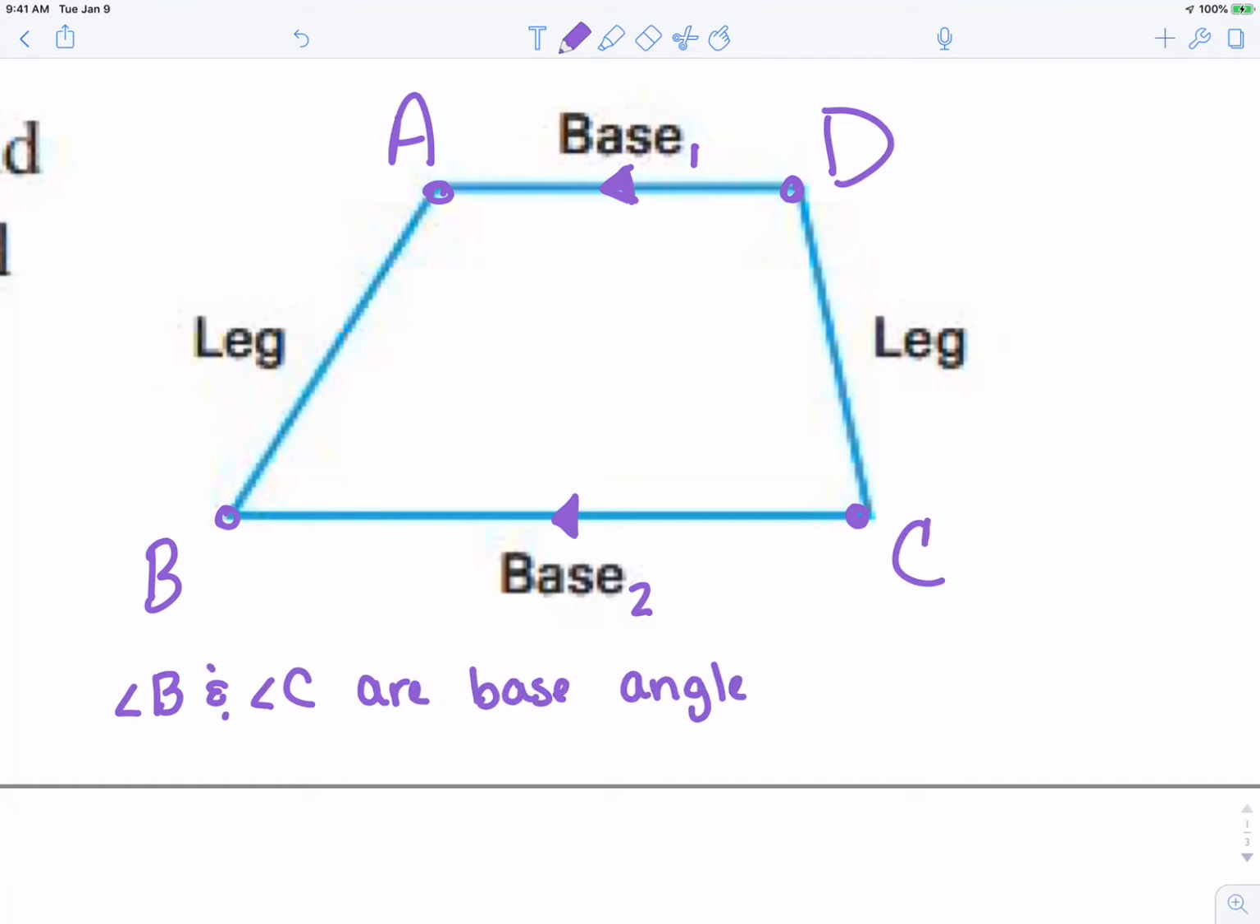But like the isosceles triangle has one pair of base angles, because a trapezoid has two bases, it has two pairs of base angles. So angle A and angle D are base angles also.